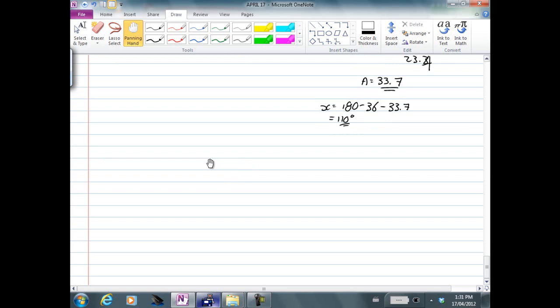Try this one. Sometimes they'll give you it in words. It says: triangle LMN. Angle L equals 64 degrees. Little l equals 25.2 cm. Little m is 16.5 cm. Find angle N.